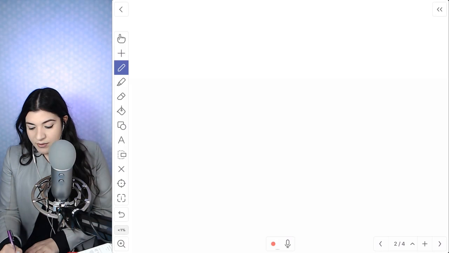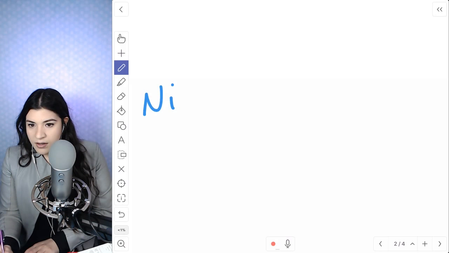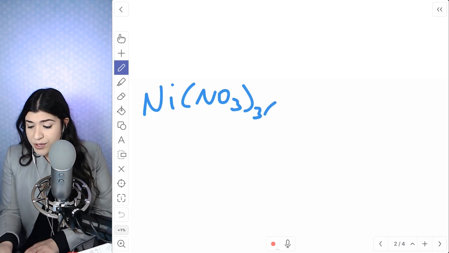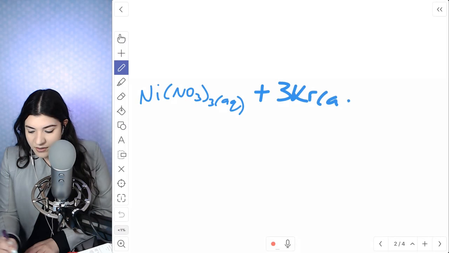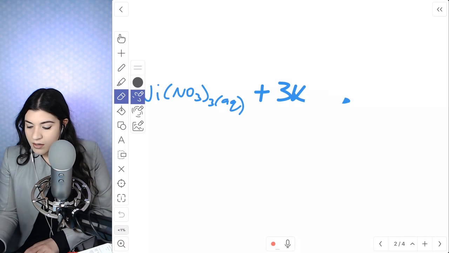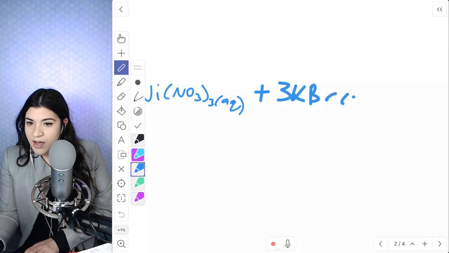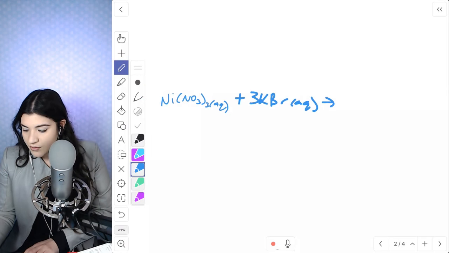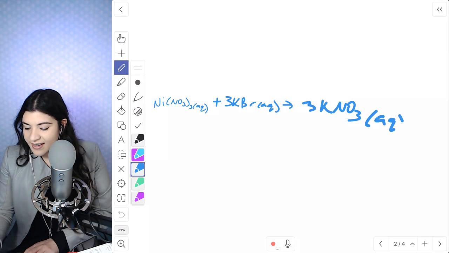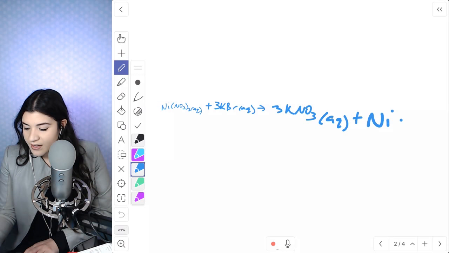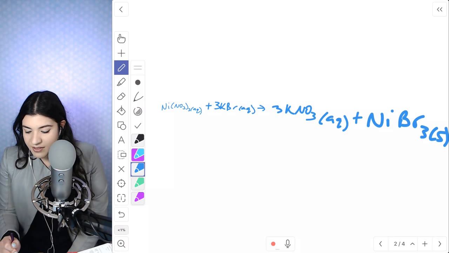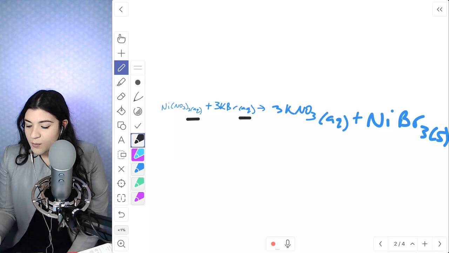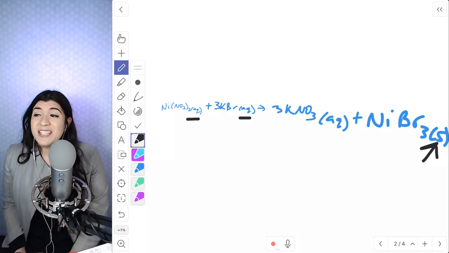So let's say we had nickel nitrate in its aqueous form, and I'm going to add that to, and by the way, this is already balanced, I'll add this to KBr, I forgot the B, there we go, and it's in its aqueous form. And then we also have 3 potassium NO3 in its aqueous form. And lastly, NiBr3 in its solid form. So right there, you see, okay, we started off with everything being aqueous, and then we ended up with something being a solid. That's what a precipitation reaction is. That's what a precipitate is.